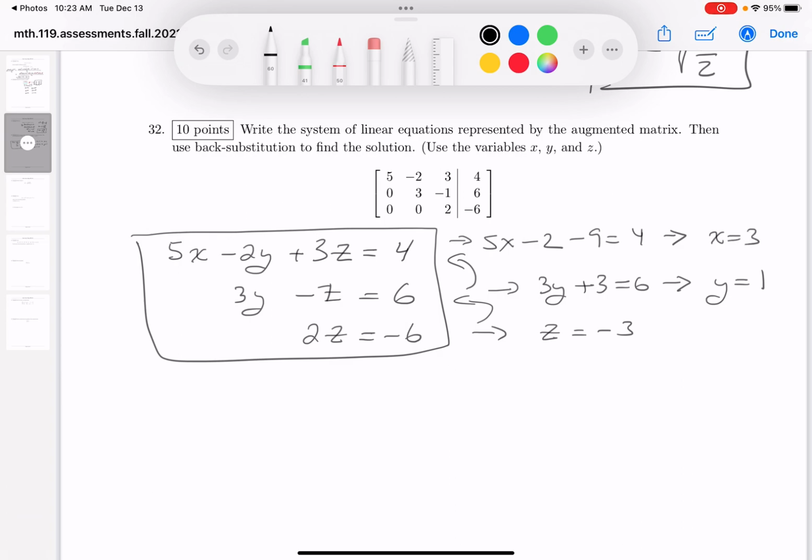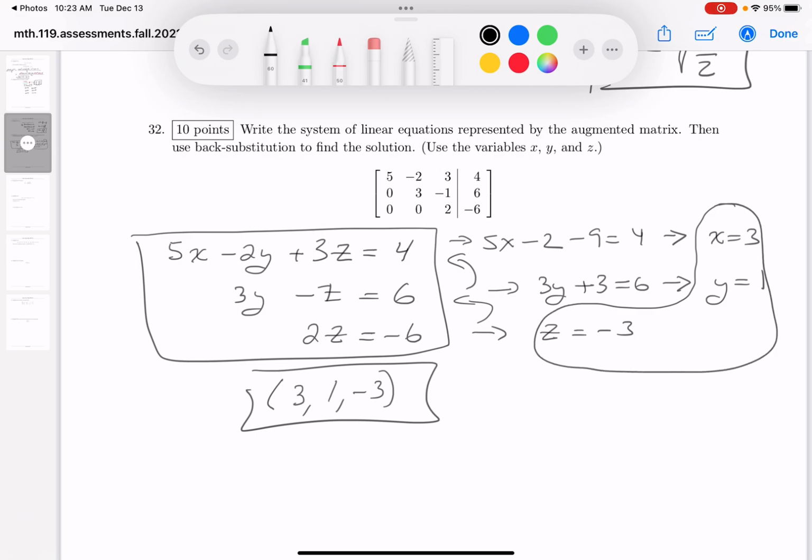All right, so let me write it down as a triple. X is 3, y is 1, and z is minus 3. You can also just circle these things and say that's the answer. Thank you. Let's go to the next one.